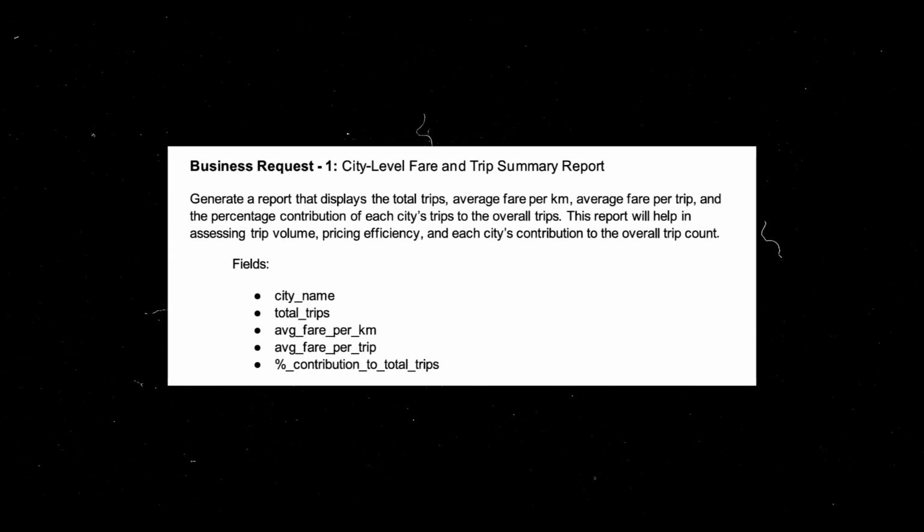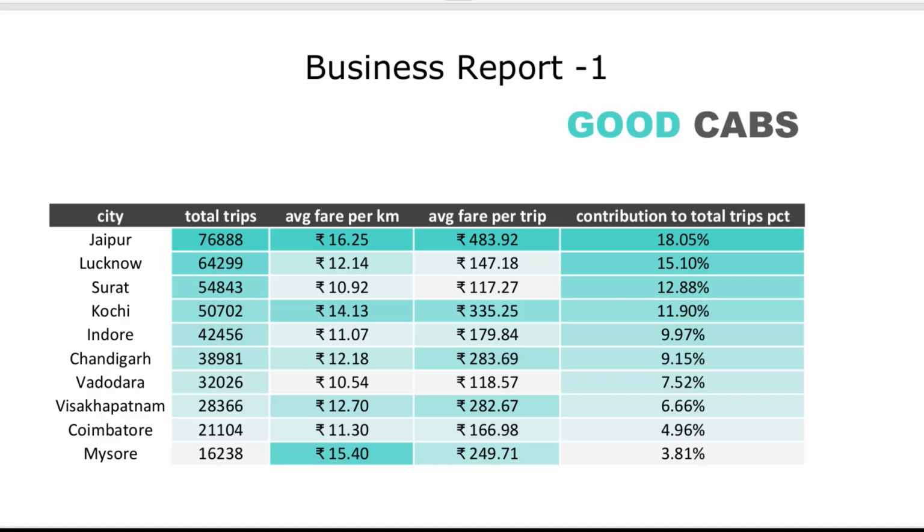Business request 1: City level fare and trip summary report. My task is to query the total trips, average fare per kilometer, average fare per trip, and percentage contribution to total trips by city names. The motive behind this report is to check the total trips, find the pricing efficiency, and find the city contributions to trips. So here is the query and here is the report.